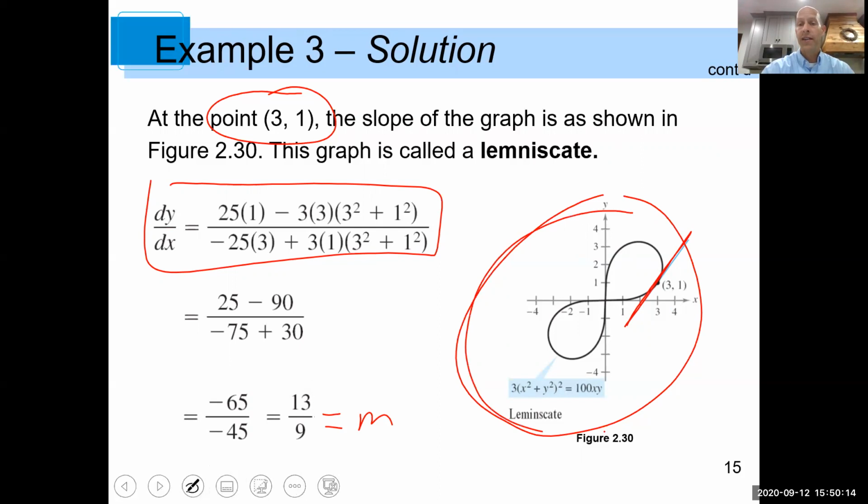Notice this isn't even a function. It is a curve. It doesn't pass a vertical line test, but we still can use our calculus to figure out slopes of tangent lines. Again, next week's lesson, we're going to look at something called related rates, which is where we're going to start applying the concepts we've learned in this chapter so far to real life problems. Let's go ahead and end our presentation there.